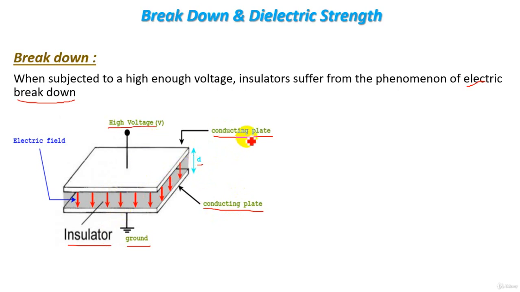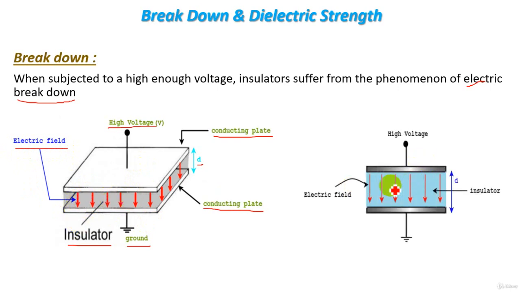If the upper plate is subjected to high voltage and the lower plate is earthed, an electric field will flow from the high voltage plate to the ground, as we saw. This is the electric field. So the insulator here is subjected to the electric field. This is another view of this configuration. Here we have the upper plate and here we have the lower plate, which is earthed, and the separation between them is the insulator, and the electric field flows from the high voltage plate to the grounded plate. So what will happen?